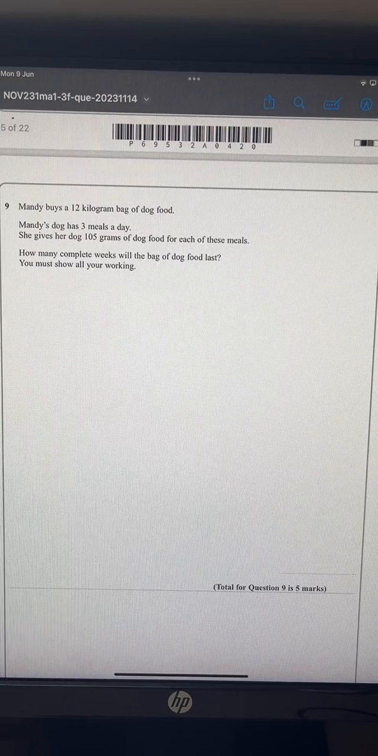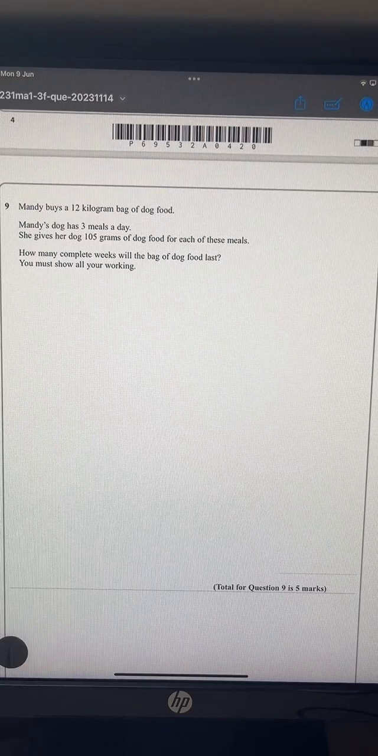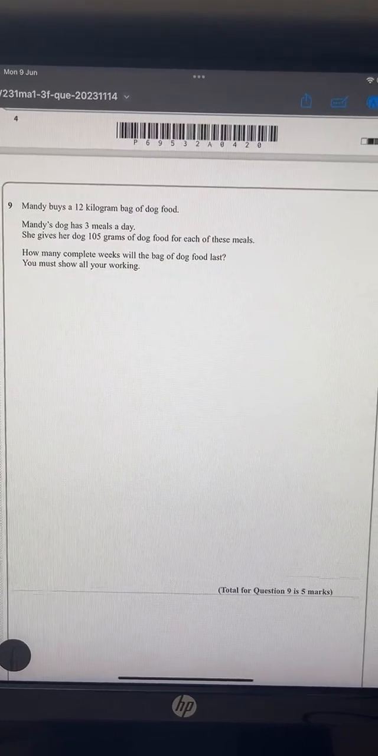All right. Longer question again, so let's do this. Mandy buys a 12 kilogram bag of dog food. Mandy's dog has 3 meals a day. I'd hope so. She gives her dog 105 grams of dog food for each of these meals. How many complete weeks will the bag of dog food last? You must show all your working. This is 5 marks. It's quite a longer question, as you can tell.